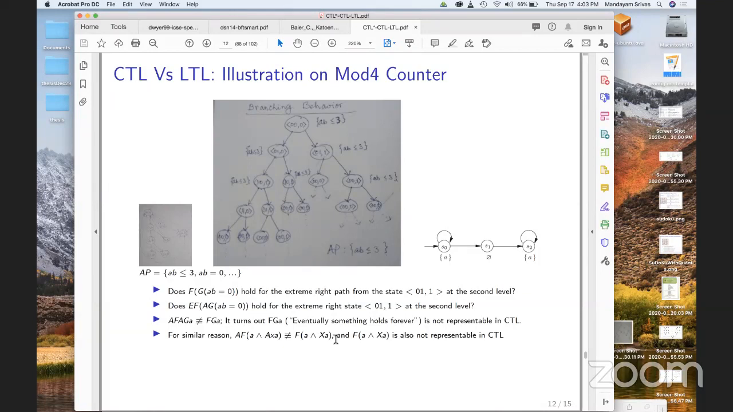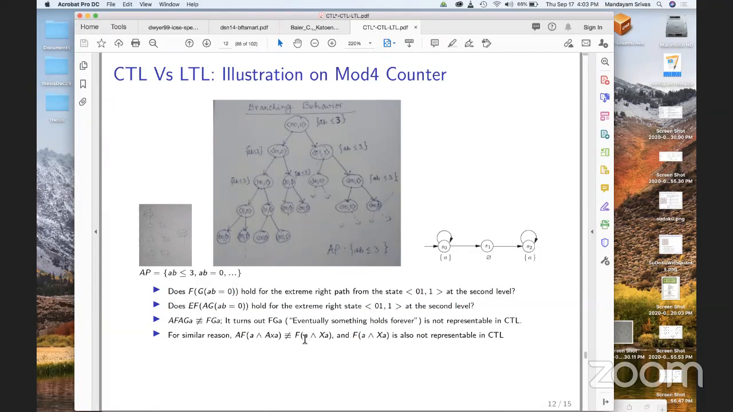What is A and XA? A and XA would mean that right now, and at the next state in the path, A holds. It is true of a state if A holds in that state and the very next state.